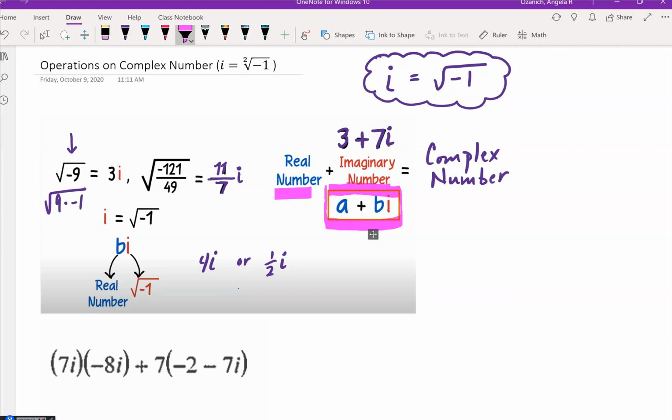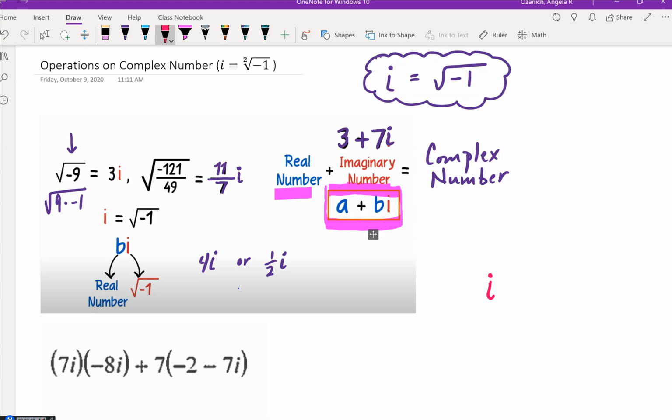All right, and as we perform operations on complex numbers, what you're going to notice is that we are going to be treating i, the letter i, just like the variable it is. Okay, and same rules apply. We have to combine like terms. We might have to multiply things.